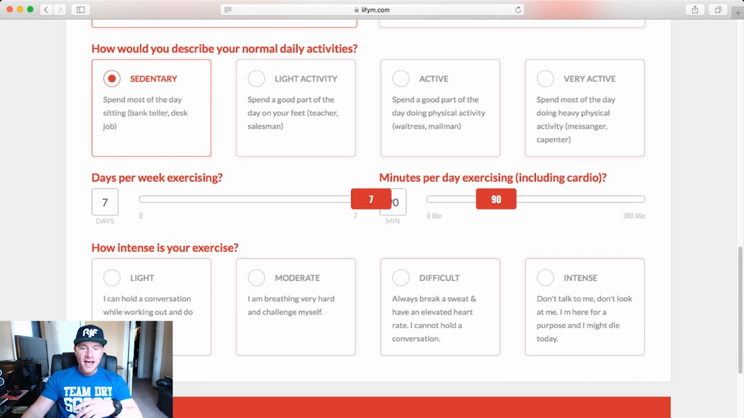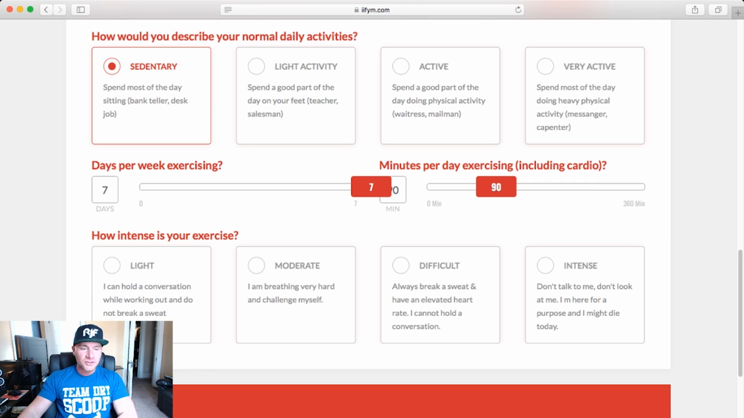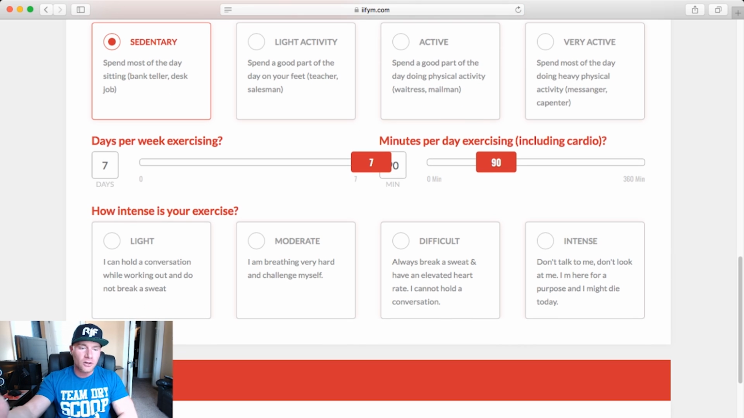How intense is my exercise? Now here's another thing where you got to be honest with yourself, right? We have light, moderate, difficult, and intense. I would say the majority of people honestly are working out light. Unless you're in there pushing yourself, you're probably not working as hard as you could be. And I see this a lot. I see groups of people at the gym standing around talking, getting sets in and still working out, but they're not really sweating and they're not really breathing heavy. So I would say for me personally, unless I'm in there pushing myself with my dudes, I'm probably moderate.